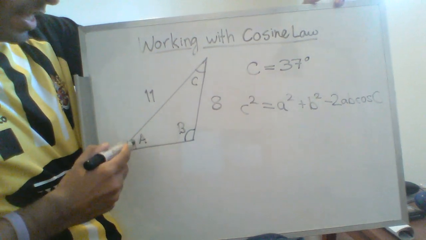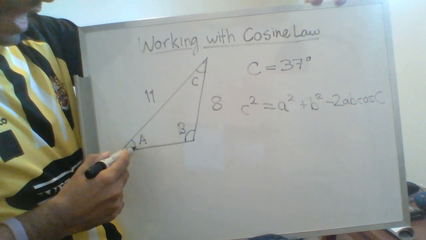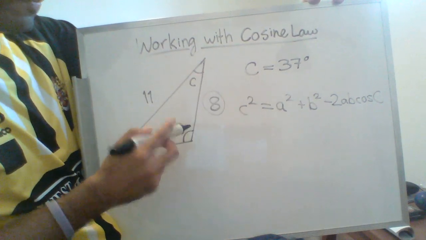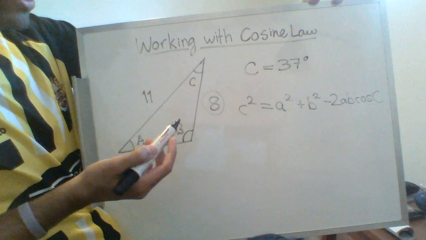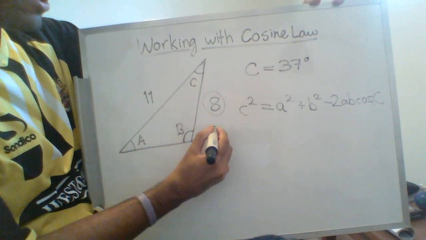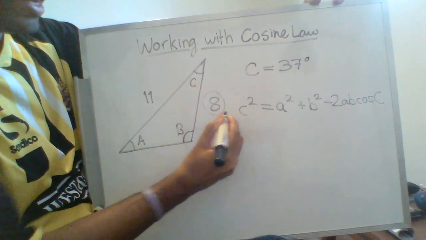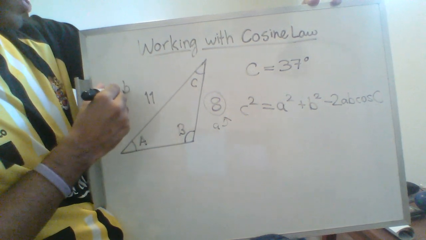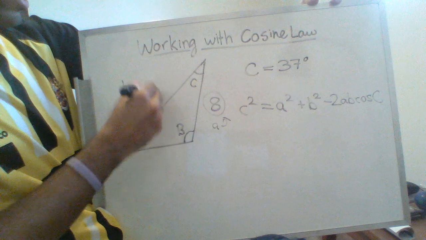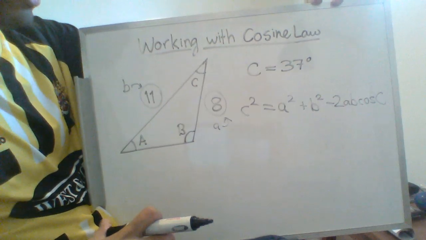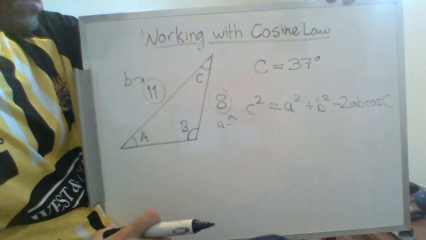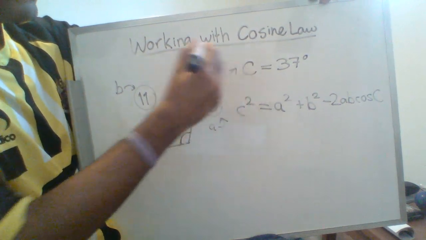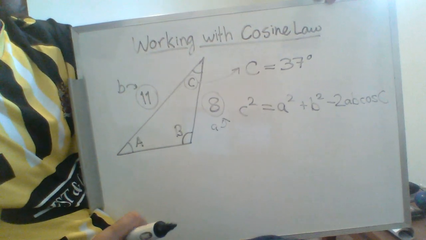So for angle A, we don't know anything, but we've been told that side A measures 8 units, 8 centimeters, let's say. So this right here is side A. Now, we don't know angle B, but we've been told what side B is, which comes out to 11 units, or 11 centimeters, we'll say. And I've written it off to the side. Angle C, we've been told, is 37 degrees.